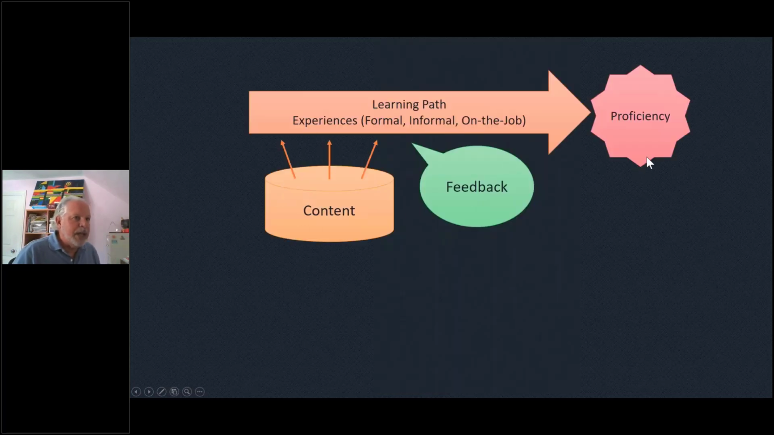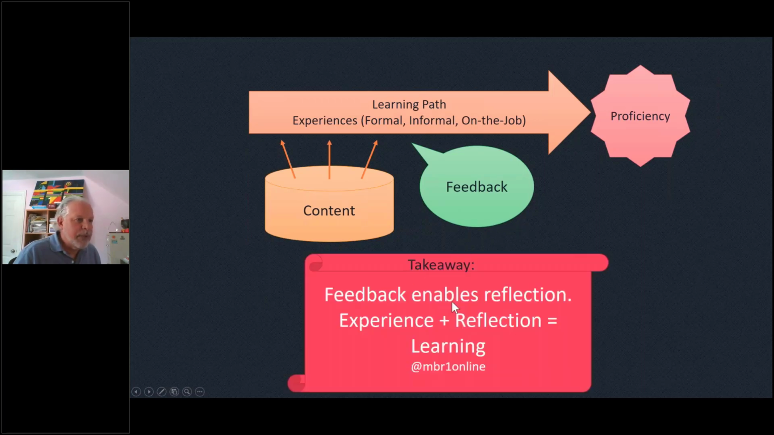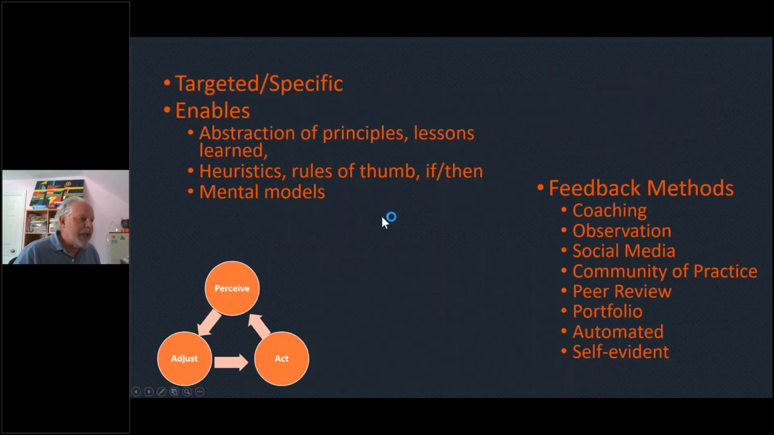So you get that learning path, the proficiency, get the content at that teachable moment, and then the key thing is the feedback. Because it's not just doing it; you get the feedback and are able to reflect. That's a key part of the learning process, right? Because feedback that enables reflection, and experience plus reflection, is really what enables learning.